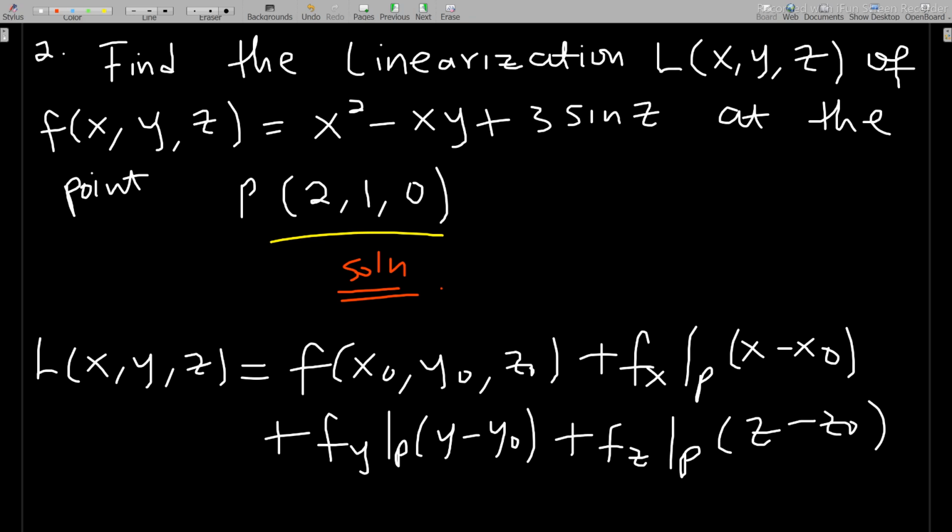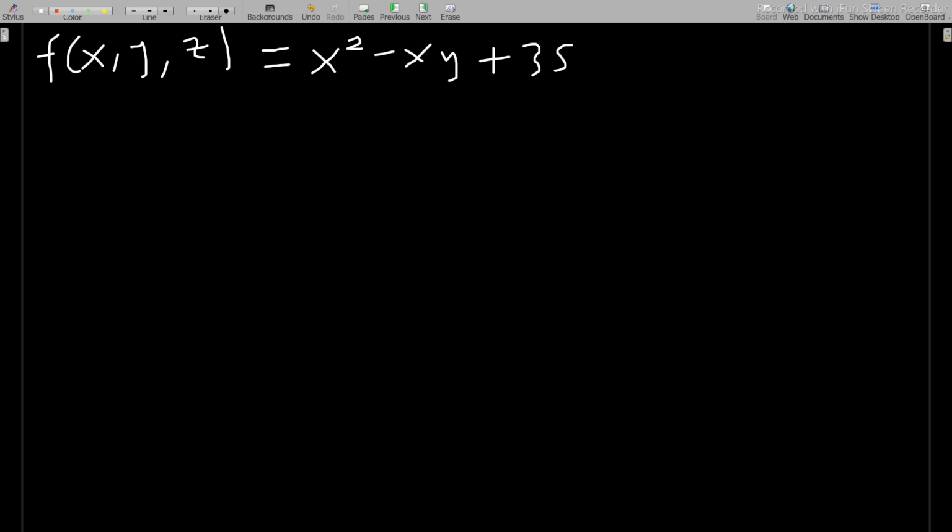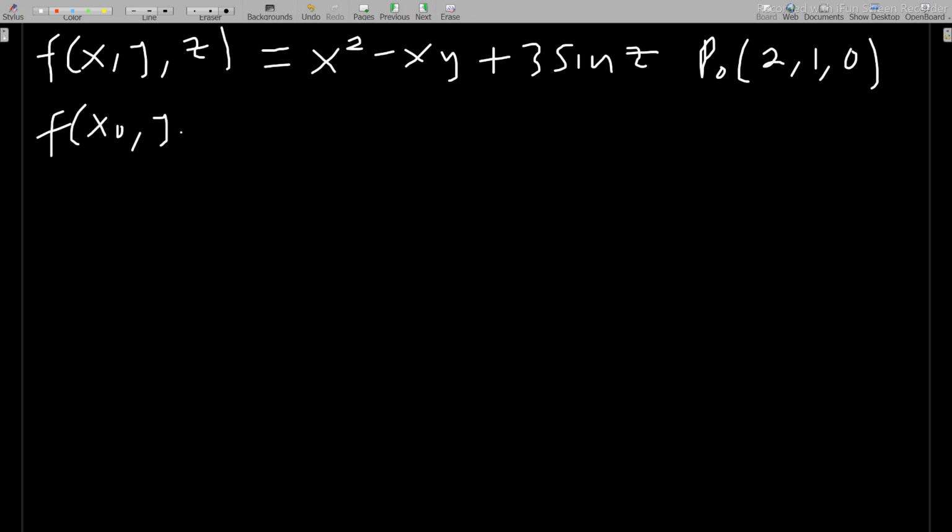To continue, all that we need is f of x naught, y naught, z naught. You know that f of x, y, and z is given, so write that one as well: x squared minus x y plus 3 sine of z. The point p naught is 2, 1, 0. So f of x naught, y naught, z naught, just putting them inside the function, we get 2. Try to simplify it and that will work.